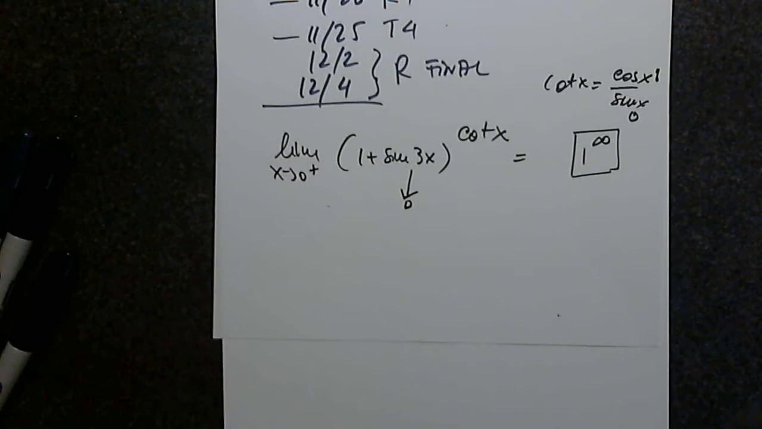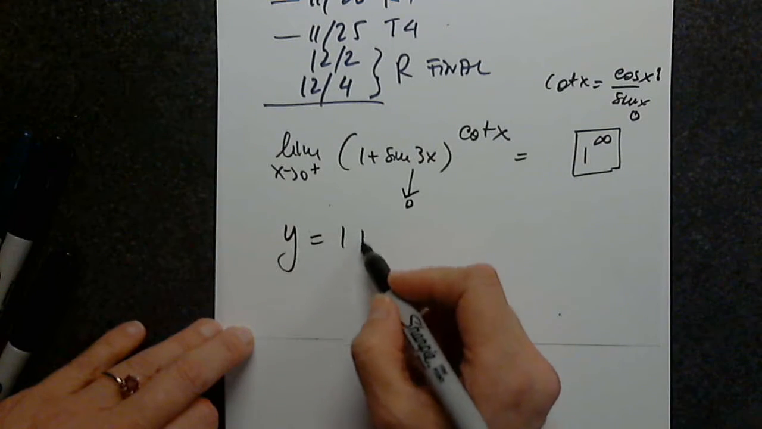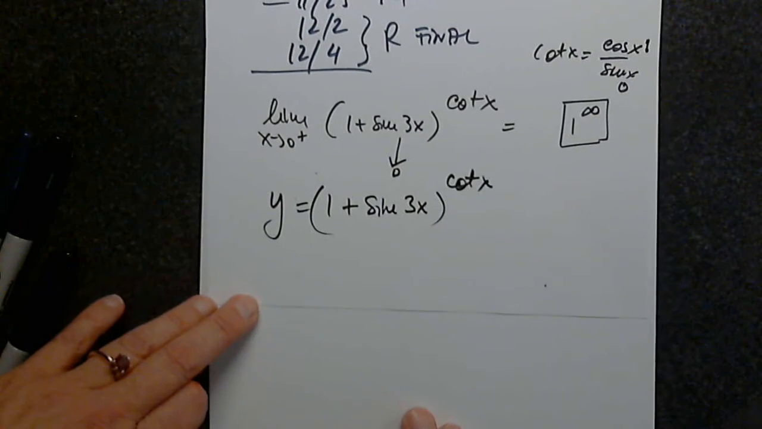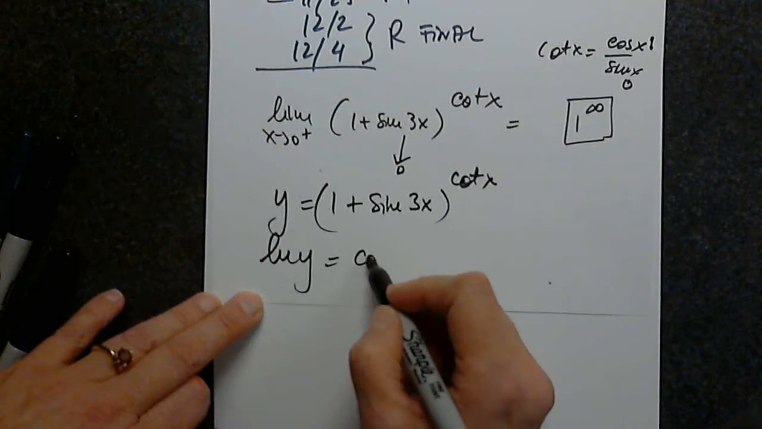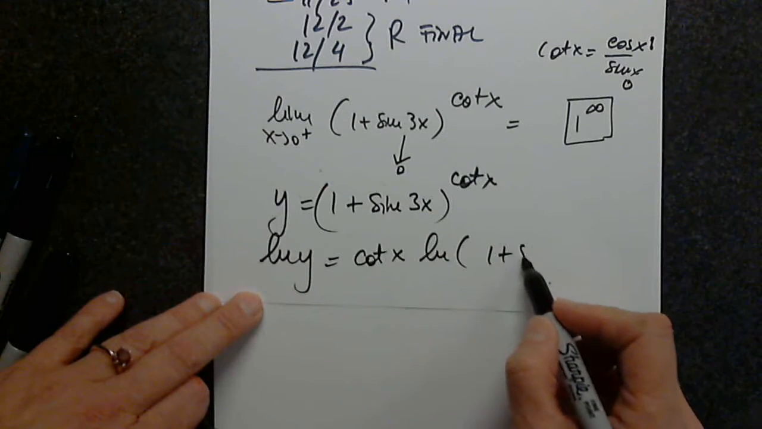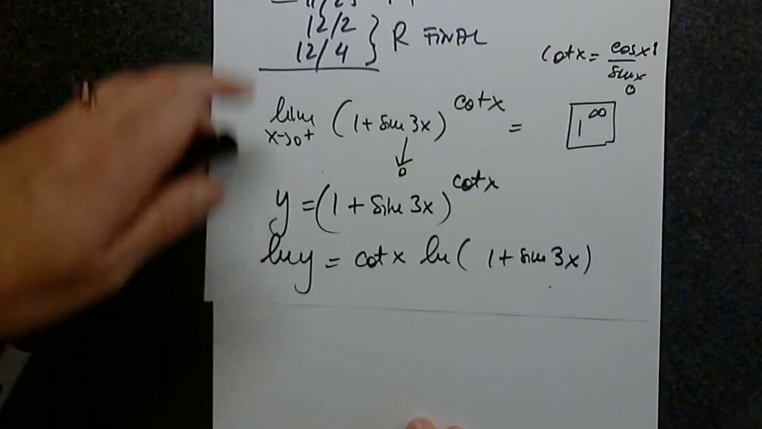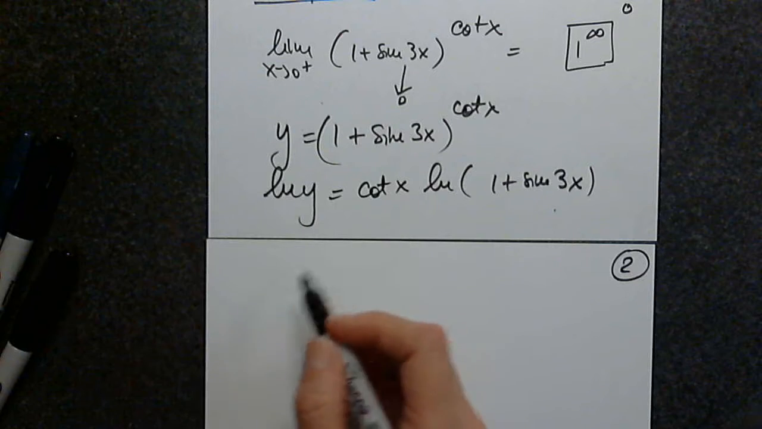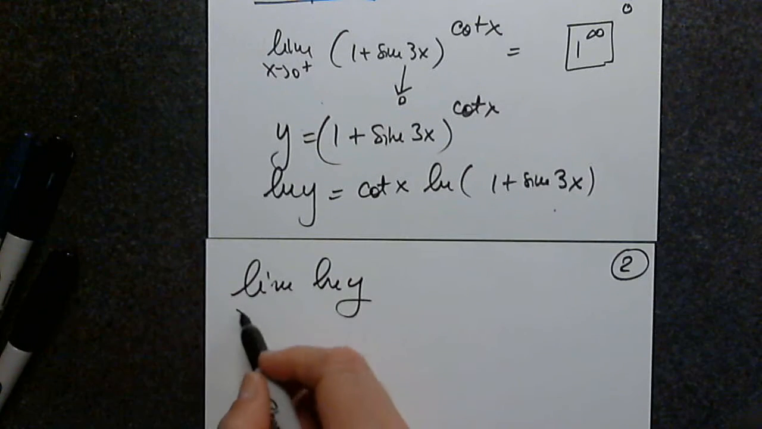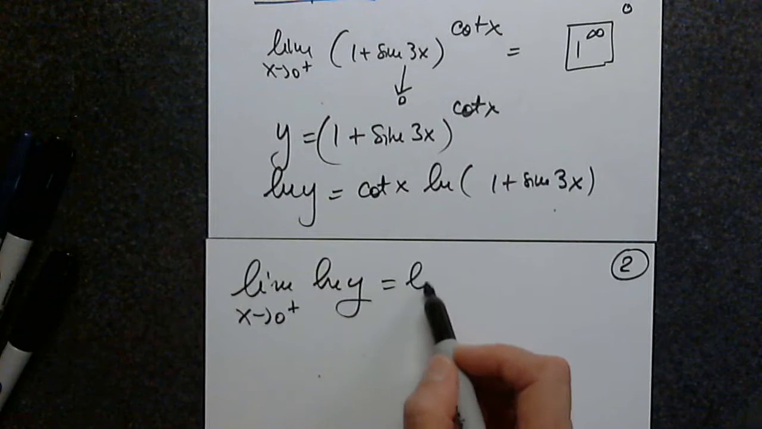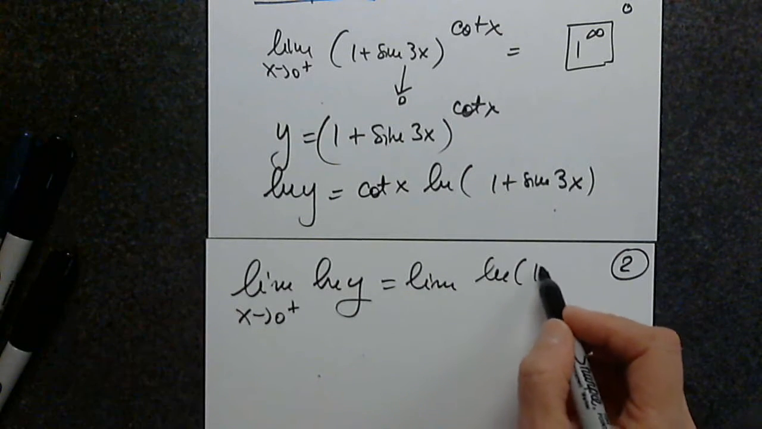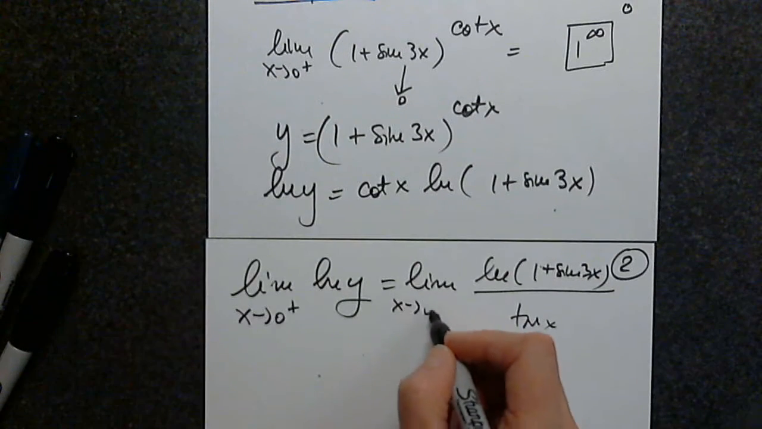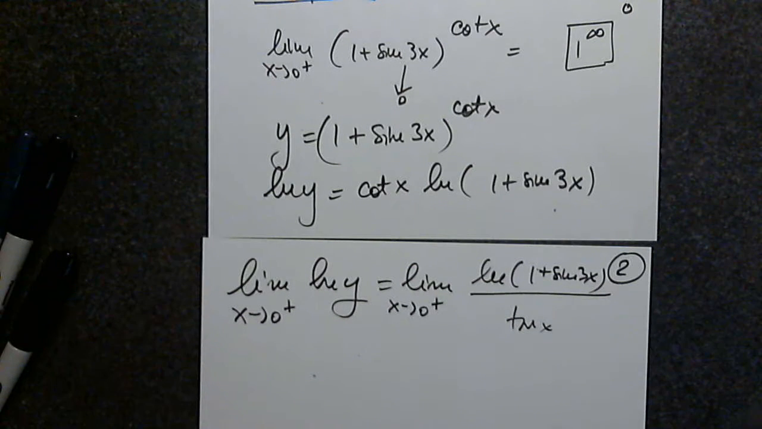Good, so I have no choice but to denote the function by y. And then apply natural log and get cotangent x times natural log of 1 plus sine 3x, as most of you started. I think everyone started like that. And then I have to apply the limit to both sides. So I have the limit of natural log y as x approaches 0 from the right equals the limit of natural log of 1 plus sine 3x divided by tangent x as x approaches 0 from the right. Because tangent is 1 over cotangent.